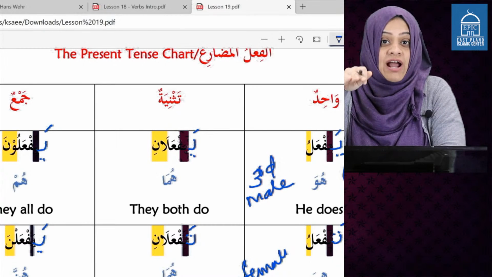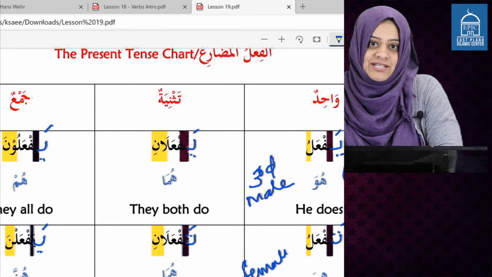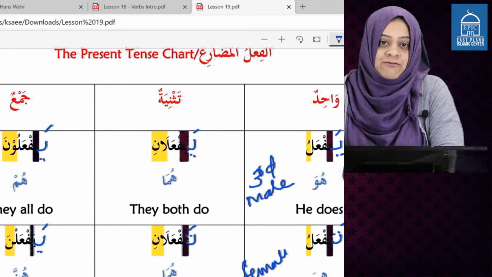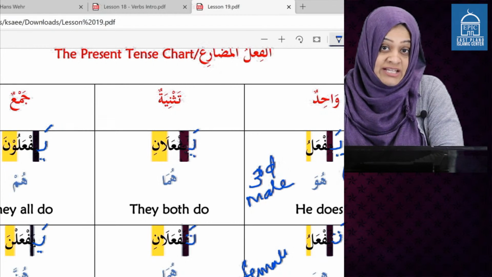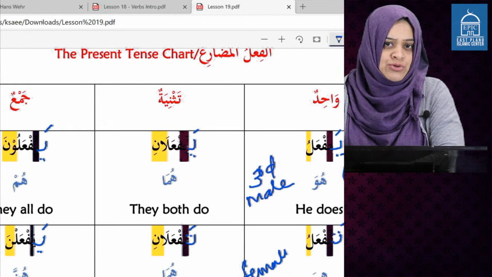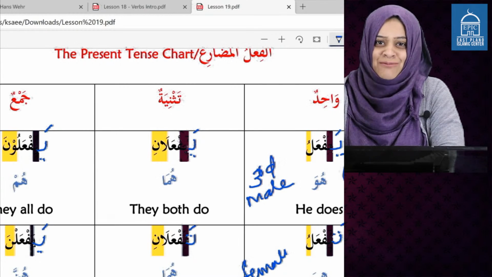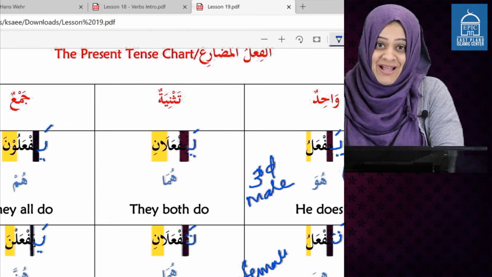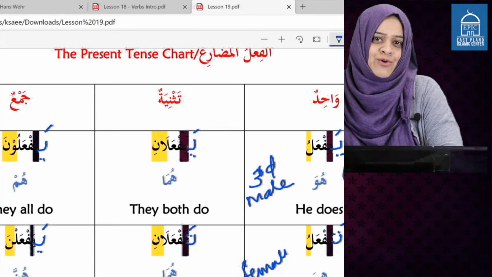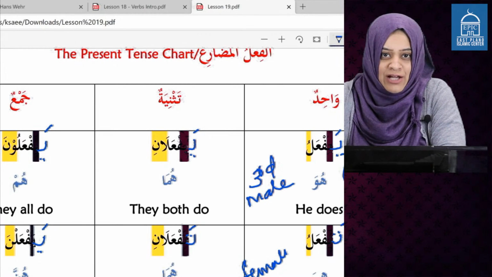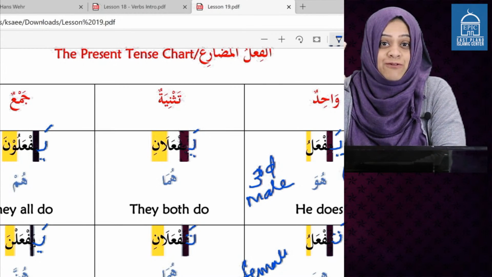Yaf'alu, yaf'alani. Okay, it's all about memorization. Yaf'alu, yaf'alani, yaf'aluna, yashkuruna, yash'uruna, yakfuruna, ya'lamuna. You see where it's all coming from, right? This is third person. So common in the Quran, right? So again, yaf'alu, yaf'alani, yaf'aluna.